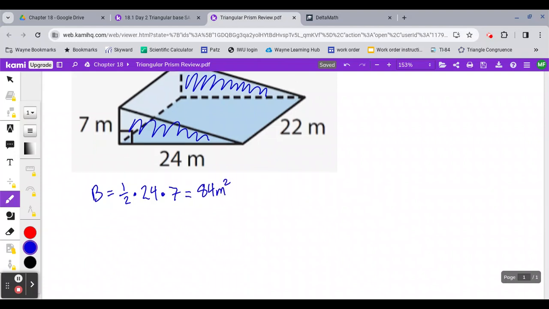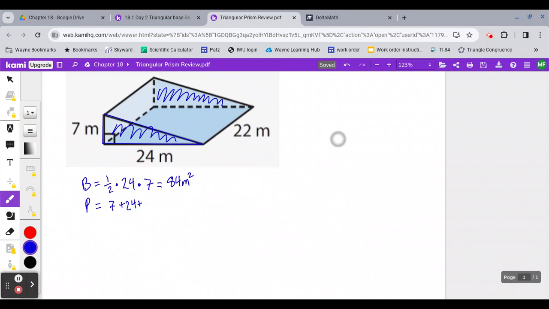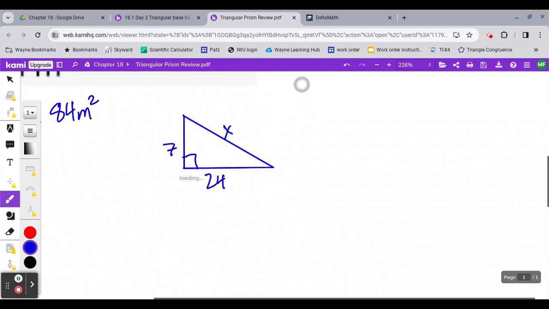Okay. Now I also want to find our perimeter. The perimeter of the base: 7 plus 24 plus, if you're not sure, I get this 7 right here, 24, but then I don't know this third side. But hopefully you remember from what we talked about Friday, that is a right triangle. So if it's a right triangle, I can just set up a right triangle here. We have 7, we have 24. We are trying to solve for x. Okay, now we can use the Pythagorean theorem.